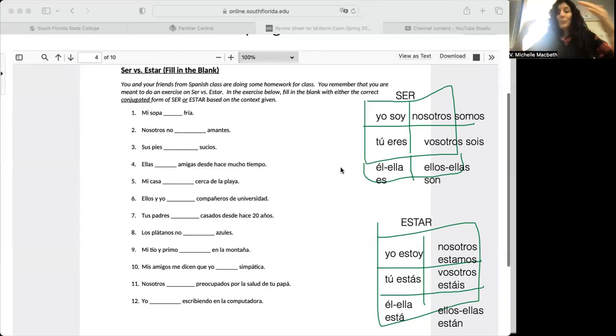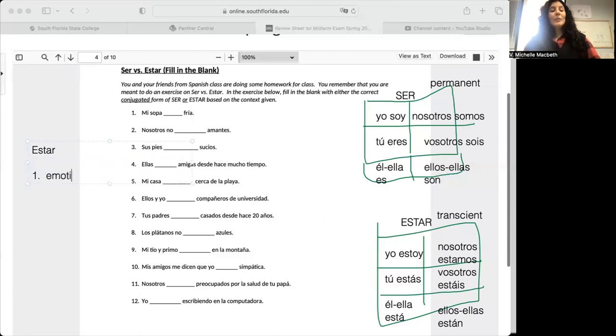Then remember the rule. What's the rule? There are 4 times that it is going to be estar and everything else is going to be ser. So again, estar is going to be for things that are transient, and ser is going to be for things that are more permanent or seen as more permanent. So how am I going to use estar? I'm going to list them over here.